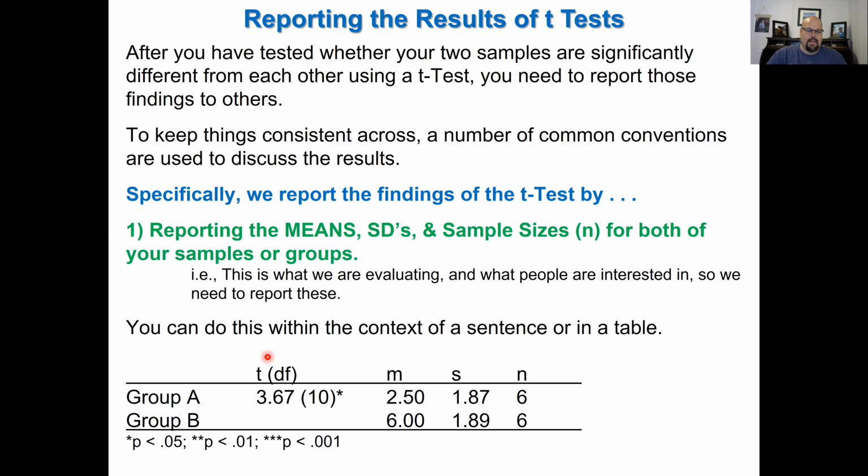So you can do this in a table like this. You have group A and group B. You have the t-value that you obtained, the degrees of freedom, and then your means. You're writing down your means, your standard deviations, and your sample sizes. And then down here, it tells you whether it's significant or not.